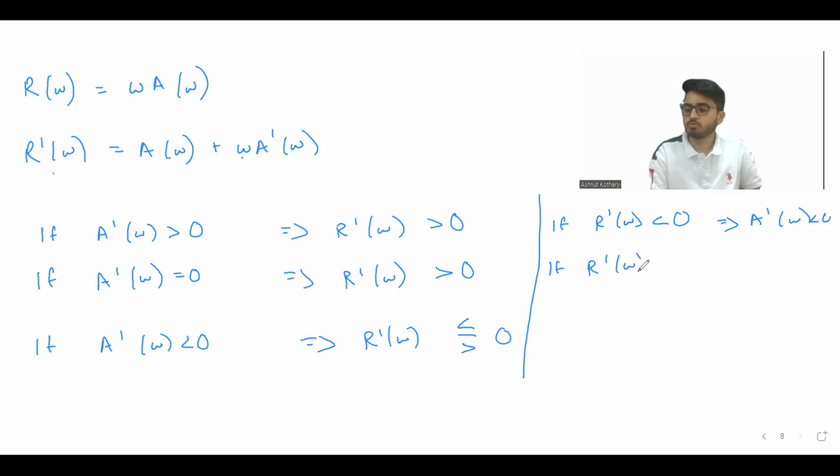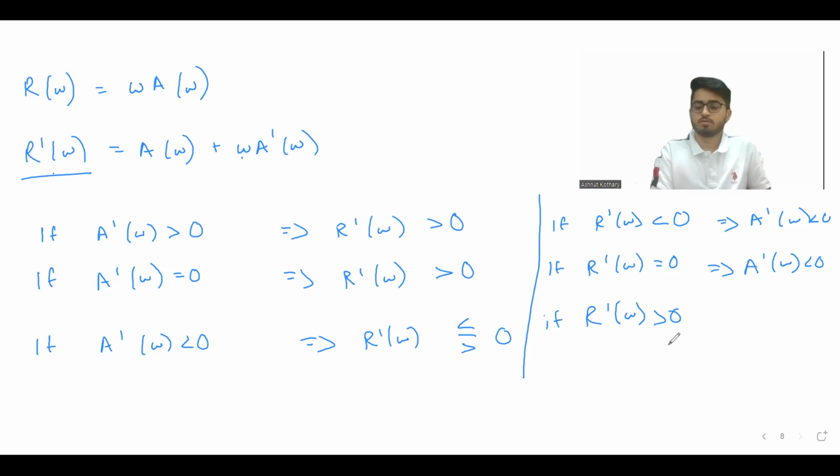What if R dash W is 0? On the LHS we have a 0 term. This is 0, this is positive, so this has to be negative. This implies again A dash W is negative. And then the final case: what when R dash W is greater than 0? This term is positive, W is positive. This can be anything, negative, positive, 0. Depending on the magnitude, this can be either of them.